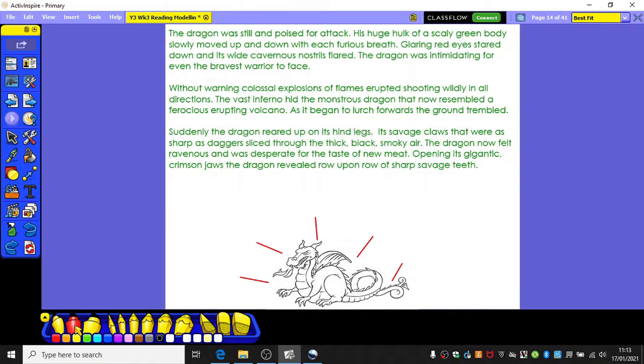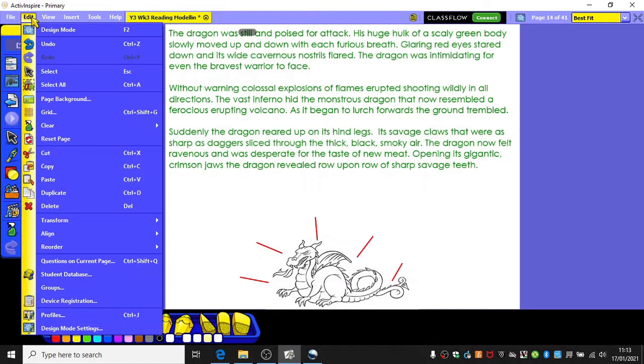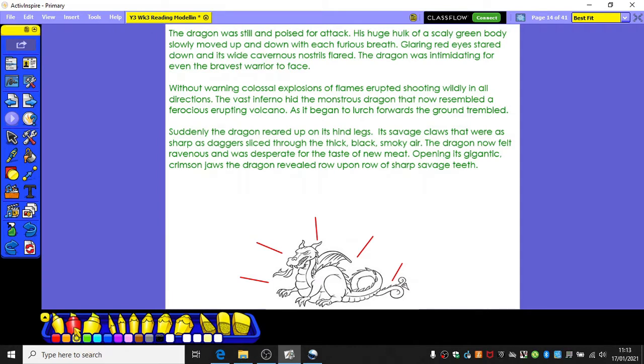Right, let's pause there and look at that first paragraph. The dragon was still, so it's saying he's not moving. The dragon was still and poised for attack, ready for attack. So he's just about to spring, isn't he? His huge hulk of a scaly green body slowly moved up and down with each furious breath.